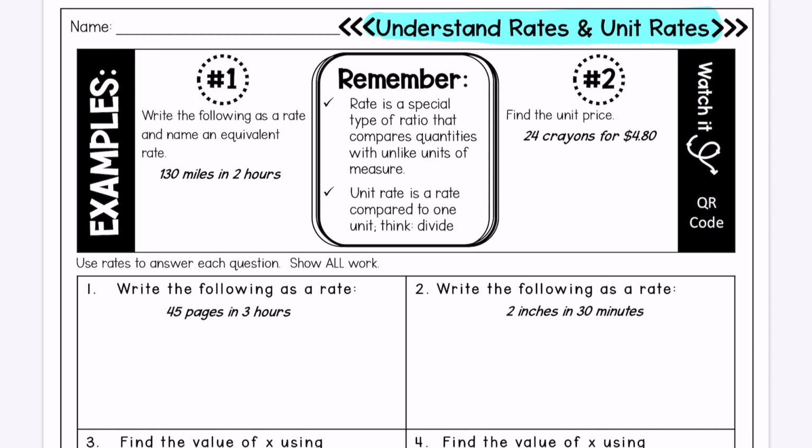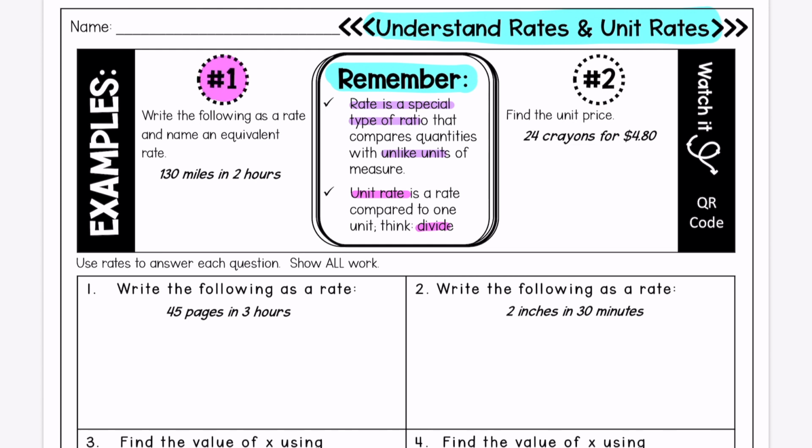Let's start by looking at the box in the center on things to remember. Well, first let's talk about, what is a rate? A rate is just a special type of ratio that compares quantities with unlike units of measure. So we're just comparing different things with unlike units. A unit rate is when we compare it to 1, and you want to think about dividing when you see unit rate.